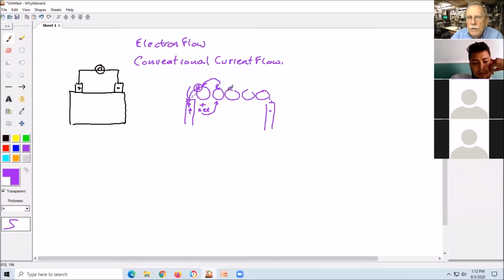Then that happens over here. An electron from here goes over to this atom. This atom over here gets the electron it lost replaced by the electron that just came in, so it now becomes neutral. But this atom over here lost an electron, so it becomes net positive.